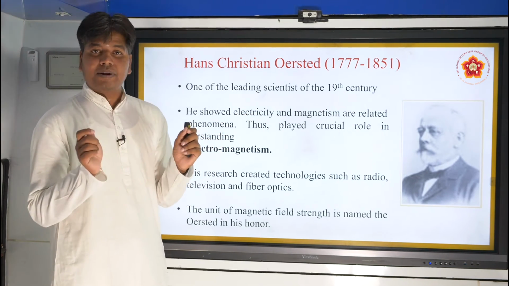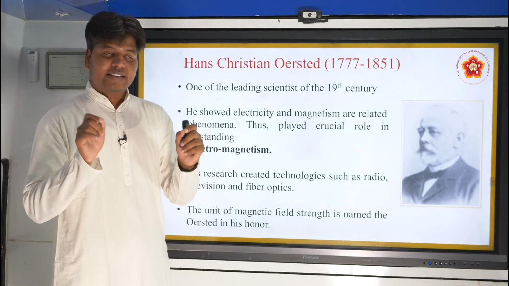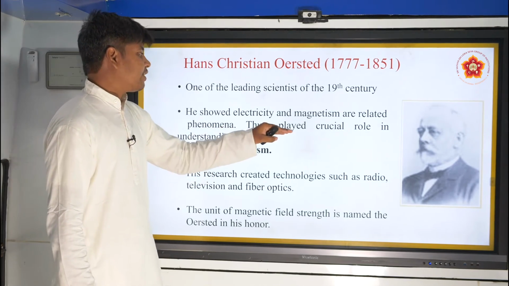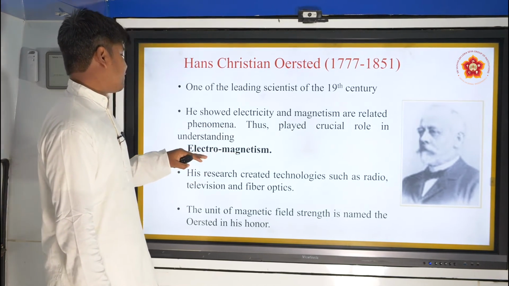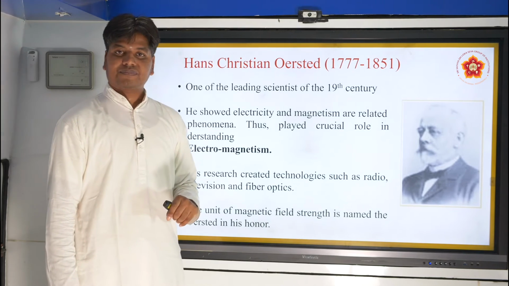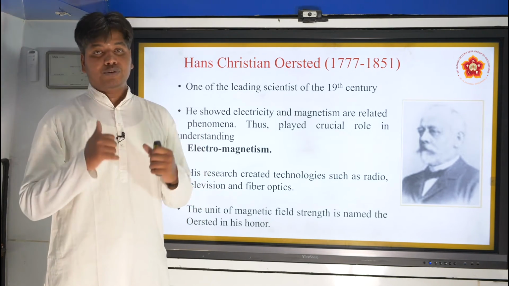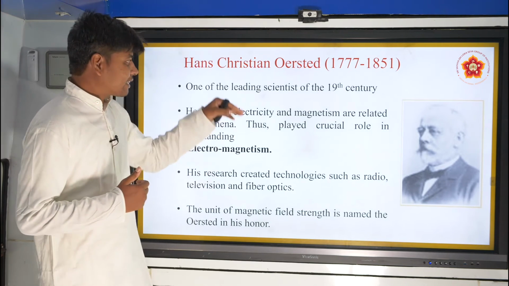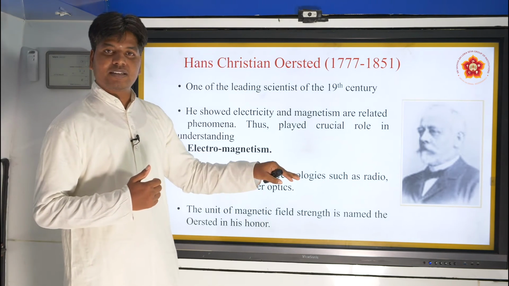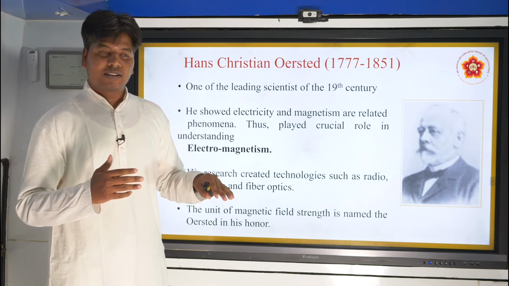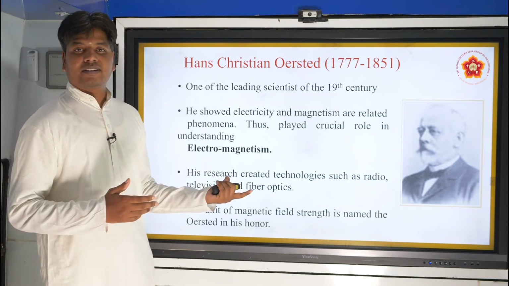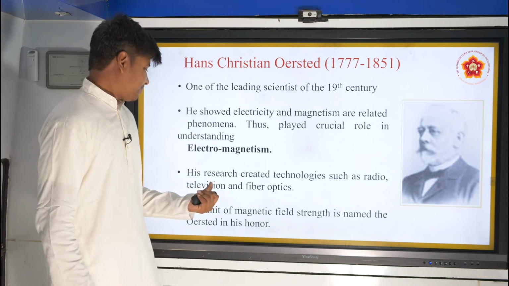They are not separate entities. They are related phenomena, which played a crucial role in the understanding of electromagnetism. We have electromagnetism as a subject now; they used to not have this subject. When this man came into the picture, he observed something beautiful, and then this field got started.